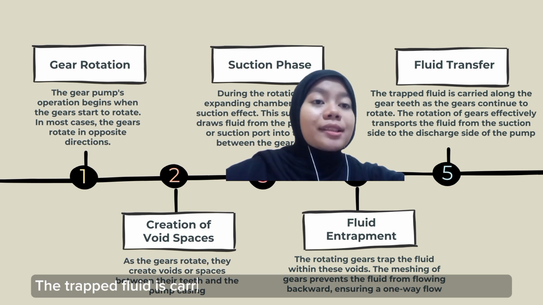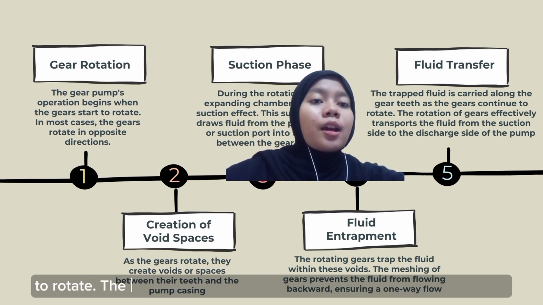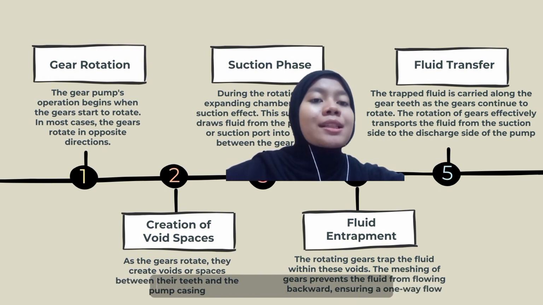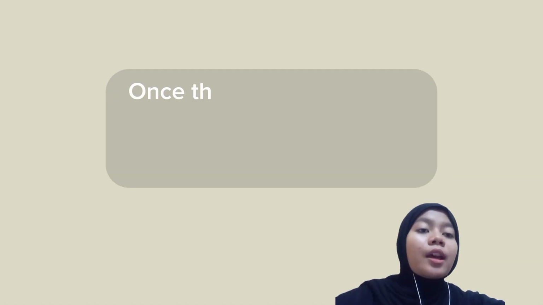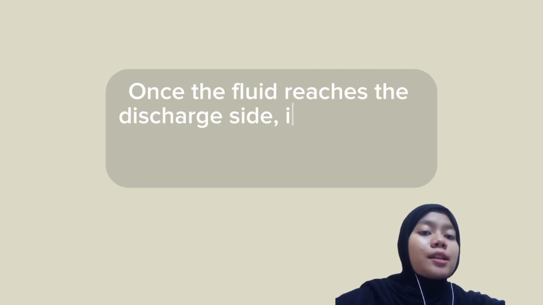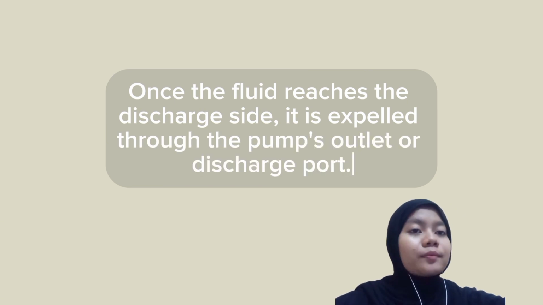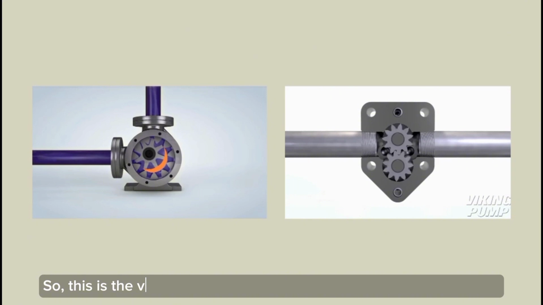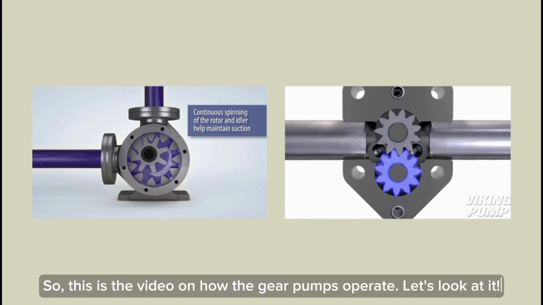The trapped fluid is carried along the gear teeth as the gears continue to rotate. The rotation of gears effectively transports the fluid from the suction side to the discharge side of the pump. Then, once the fluid reaches the discharge side, it is expelled through the pump's outlet or discharge port. So this is the video on how the gear pumps operate. Let's look at it.